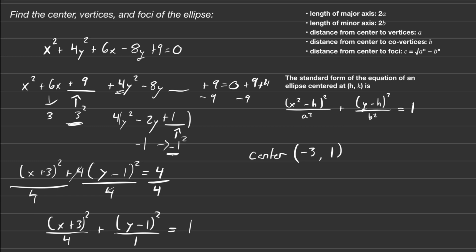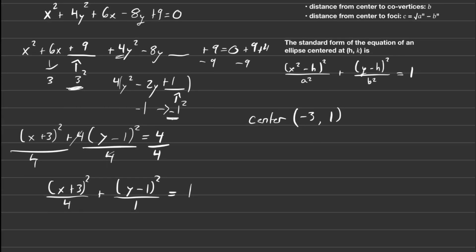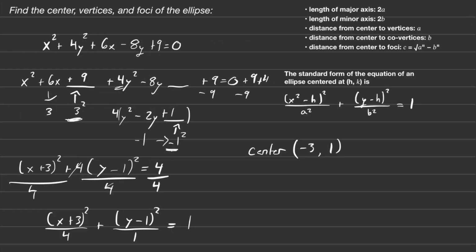Okay, so now the vertices. Recall that the vertices are the distance from the center, which is a. So here we have a squared. So if we square root 4, we'll have 2. So now we just subtract 2 and add 2 from the center. So our vertices, from smallest to largest, will be negative 5, 1, and negative 1, 1.